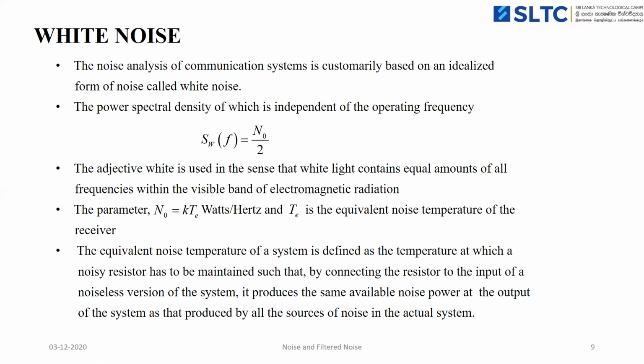This means that white noise has equal power at all frequency components over the entire bandwidth, which varies from minus infinity to plus infinity, and that power is N naught by 2. So that's why we call this kind of noise in the communication system white noise.